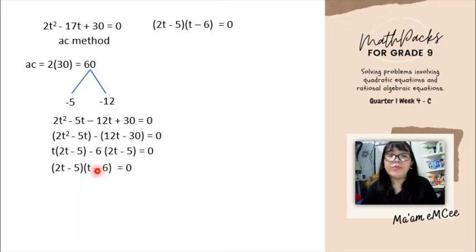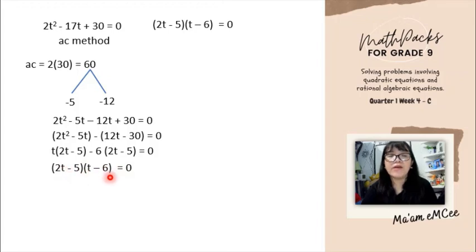Then, we will group what remains after 2t minus 5. The partner of 2t minus 5 here is t. So, we will have t. And then, we have here minus. What is the partner of 2t minus 5 there? 6. So, we have 6. After factoring out the common factor and grouping what remains from each term into one factor, we have 2t minus 5 and t minus 6. And these 2t minus 5 and t minus 6 are the factors of 2t squared minus 17t plus 30. So, these are your factors.